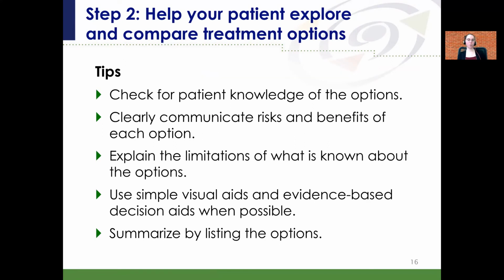Tips to help your patient explore and compare treatment options include: assess what your patient already knows about the options. Some patients gather their own information. Explore with your patient what he may already know about his treatment options. List the treatment options and describe them in plain language. Clearly communicate risks and benefits of each option. Explain the limitations of what is known and unknown about the options and what would happen with no treatment. Offer evidence-based decision aid tools whenever possible. Summarize by listing the options again before moving to another step.